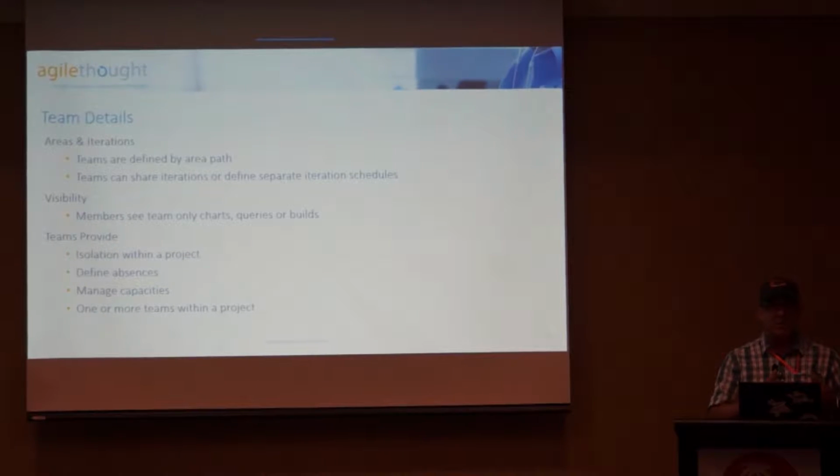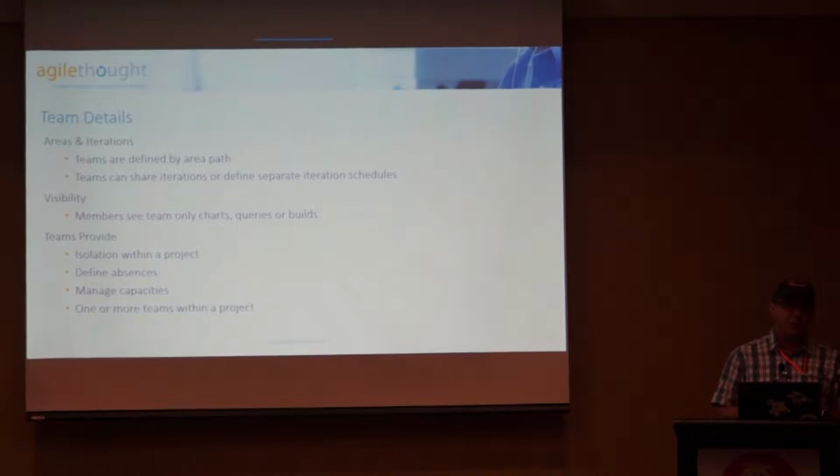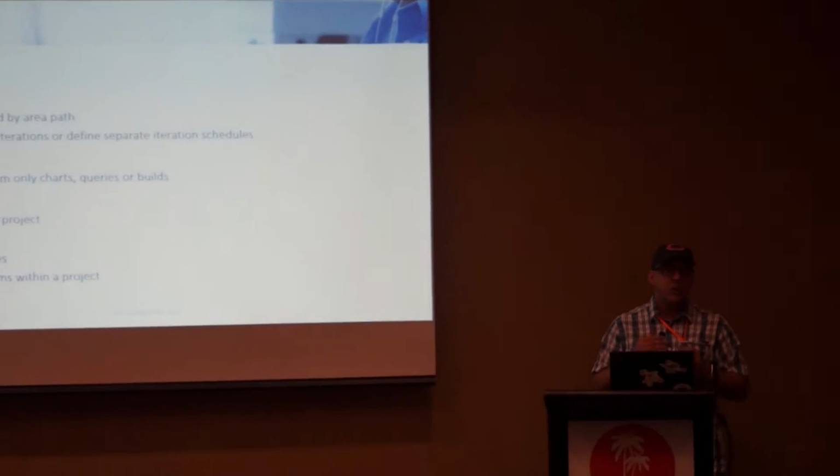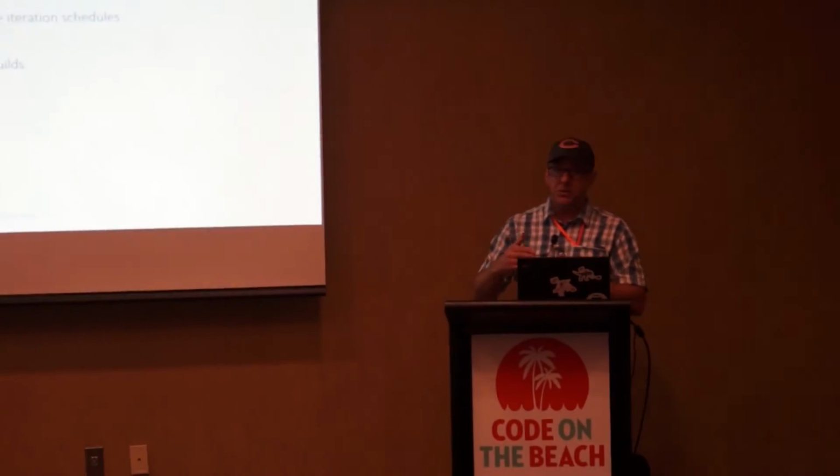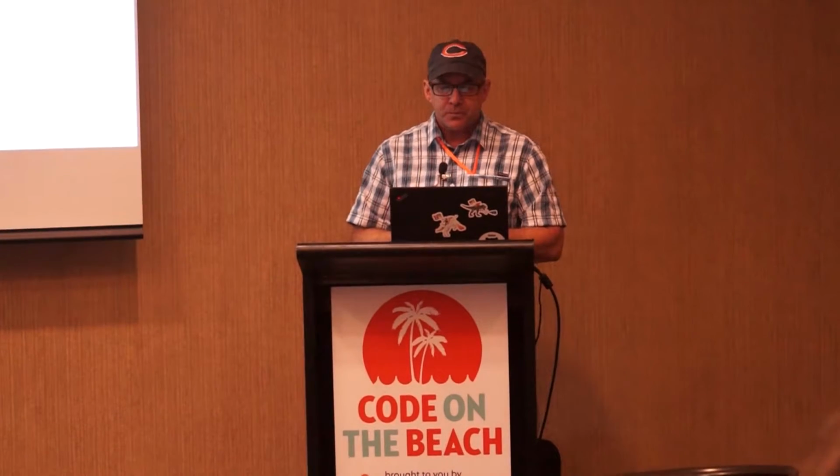So that means each team can be really autonomous. In fact, maybe the database team runs 2-week sprints while the UI team runs 3-week sprints. You can do that now by setting up the teams correctly. Or again, you can share the same iterations. Members see only their charts and builds and things like that. So you don't have to worry about people seeing across multiple teams and seeing other people's stuff. It's per team.